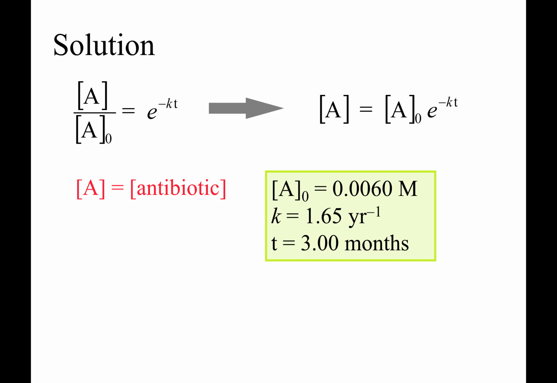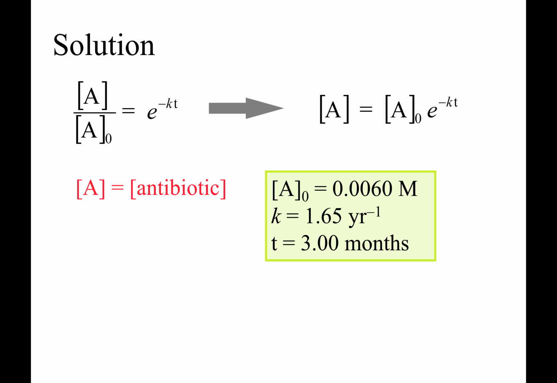So to pull out what we know from the problem, the initial concentration of the antibiotic is 0.0060 moles per liter. Notice we need to know the K here, the rate law constant, and it was given in the problem: 1.65 per year was the value for K. And we need to know then the time.